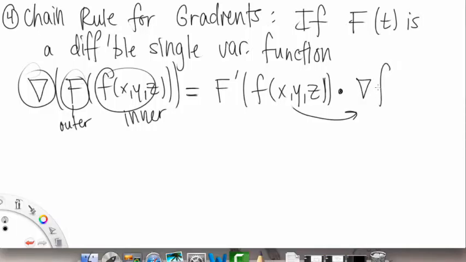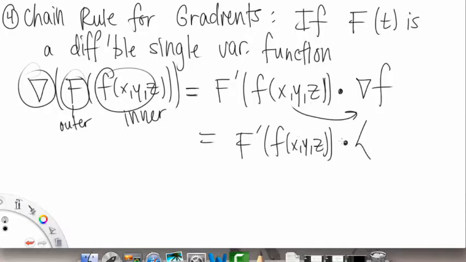Okay, so the gradient of f. In another sense, this is going to be, well, we'll do an example of it, but another way to rewrite it is just f prime of whatever's on the inside to begin with, right? And then we take the gradient of the inside, so that'll be something times the gradient, which would be f sub x, f sub y, and f sub z.